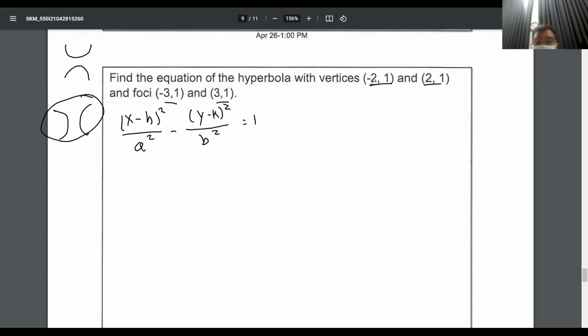Now, if the vertices are (-2, 1) and (2, 1), we know the center is going to be in the middle between these. So what's in the middle between -2 and 2? 0. So you could tell your h, k is 0, 1, because it's in between -2 and 2. You could also do what's in between -3 and 3. It has to be in the middle. The vertices are always equidistant, and the foci are always equidistant.